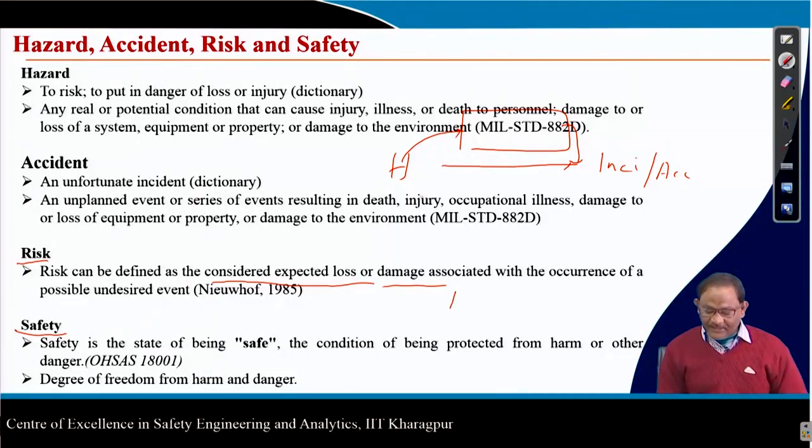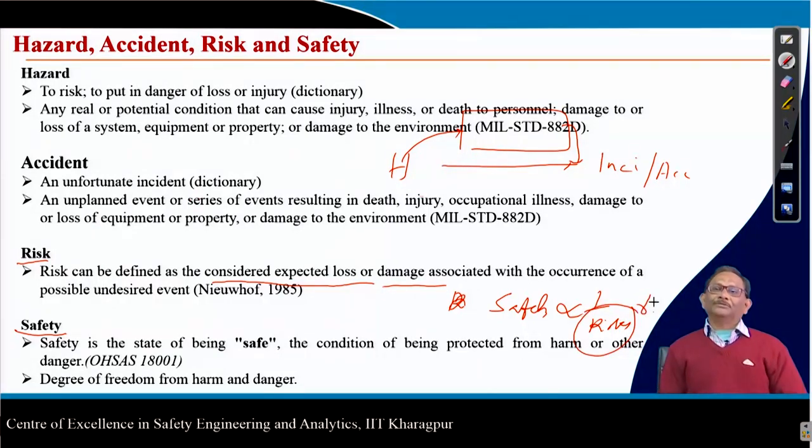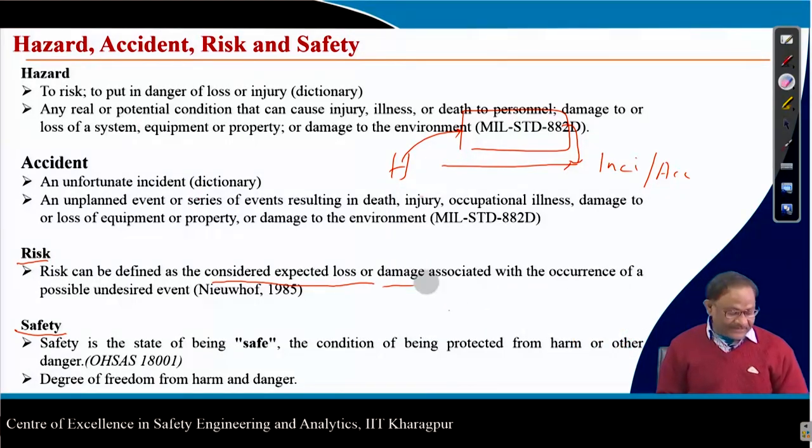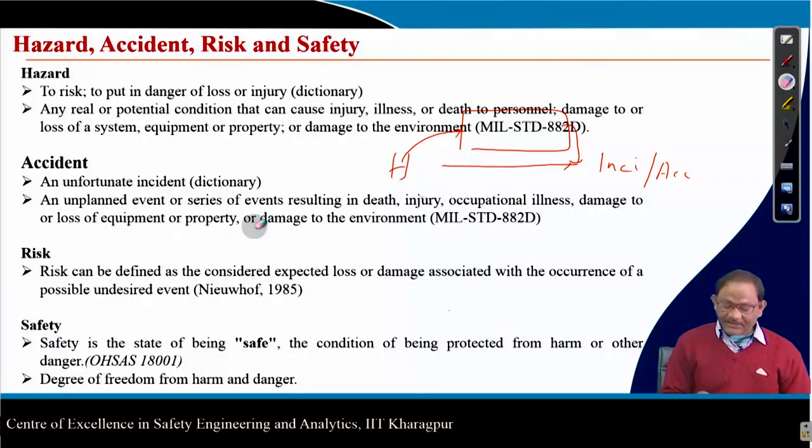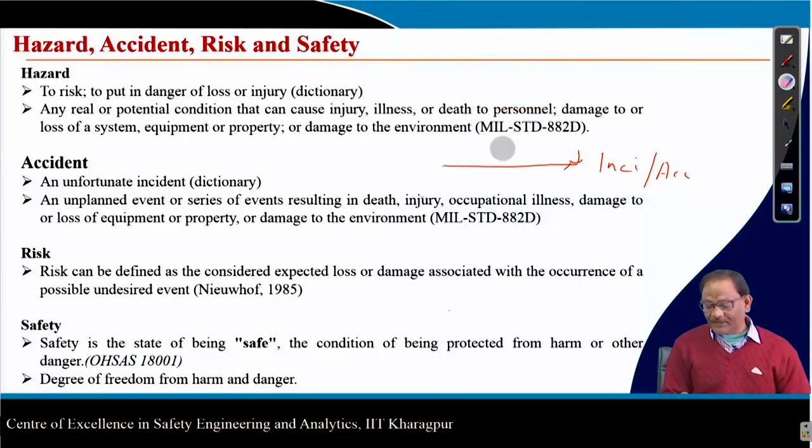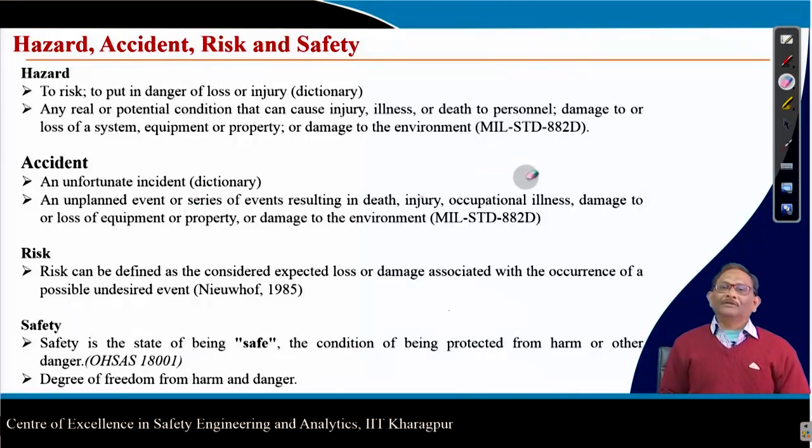So, I can say that if I want to measure safety, it can be measured in terms of risk, like 1 by risk, or with certain polynomial kind of things. So hazard and accident or incident, and risk and safety, basically come together. When we talk about hazard, automatically you know that there is a chance of incident or accident. When we talk about safety, we measure in terms of risk.